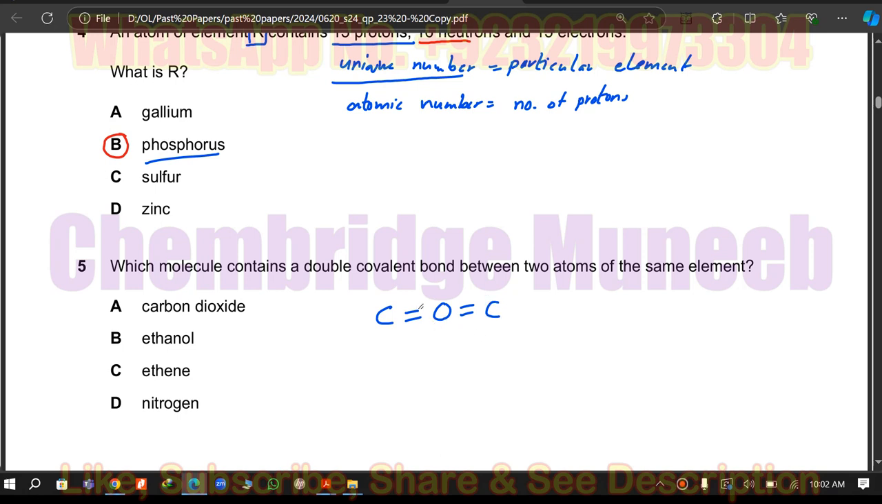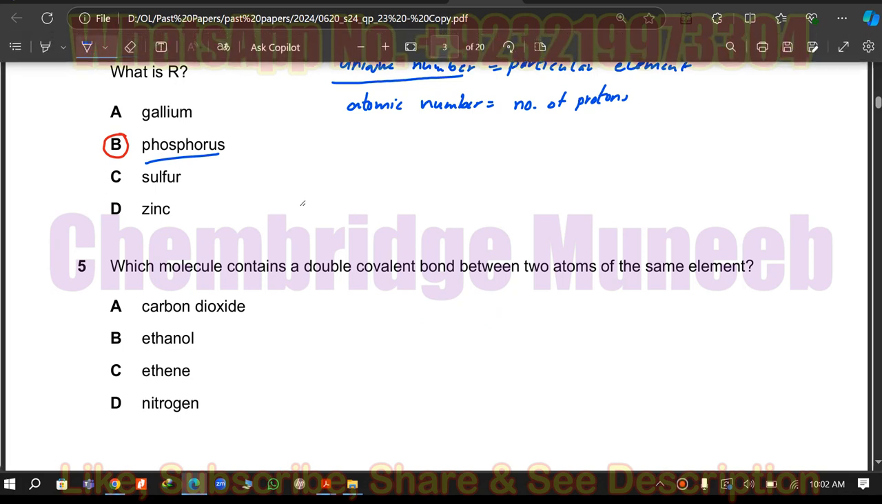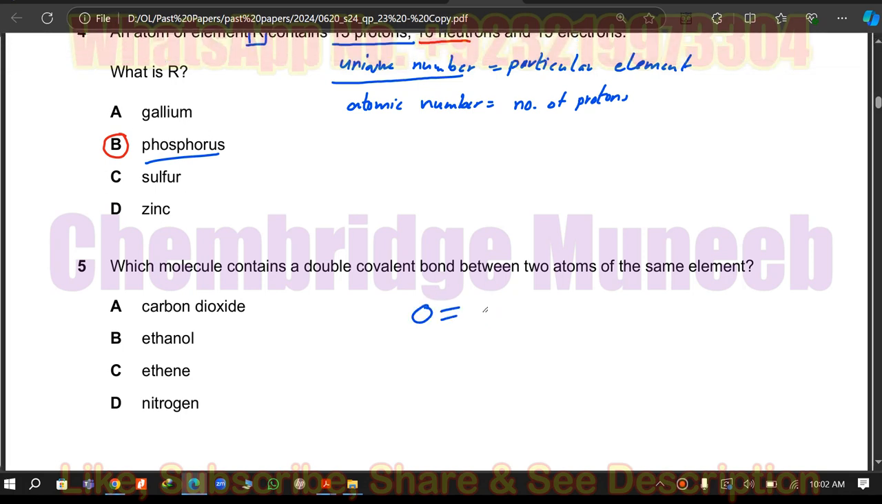This is the right formula of carbon dioxide: oxygen double bonded with carbon, double bonded with oxygen. That's the right formula of carbon dioxide. So in this structure we see that there is no double covalent bond between two atoms of the same element. This is the double bond between carbon and oxygen, and the same is the case here. It is a double covalent bond between carbon and oxygen, and they are two different elements. These are not the same element, so this is not the right answer.